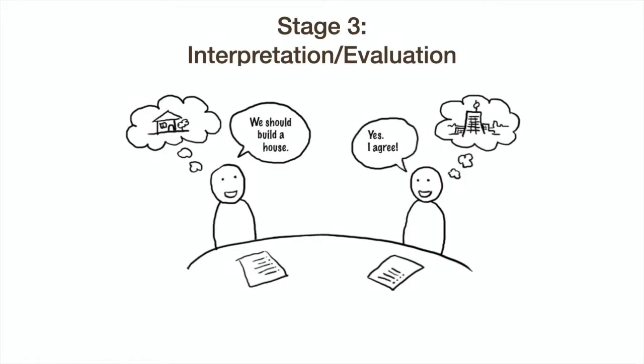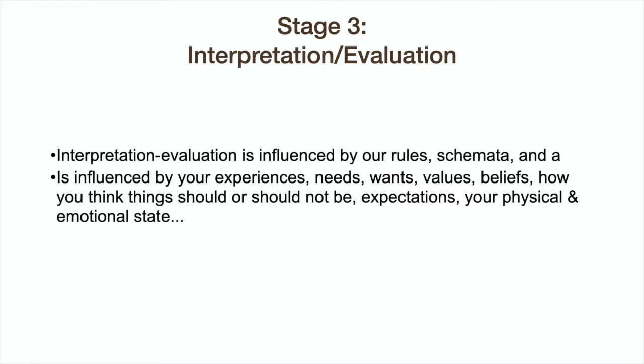Okay, then the third stage is we tend to make an evaluation. We determine what something means, based on how we have organized things in our head. It's influenced by our experiences, needs, wants, values, beliefs, how you think things should or should not be, expectations, and your physical and emotional state.